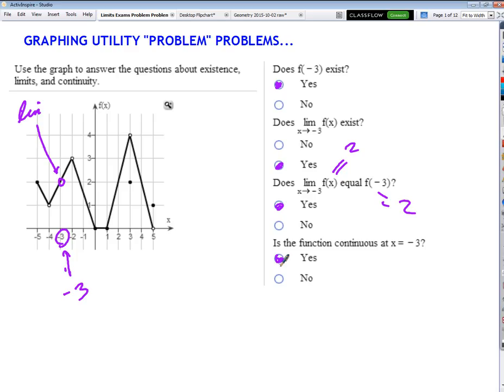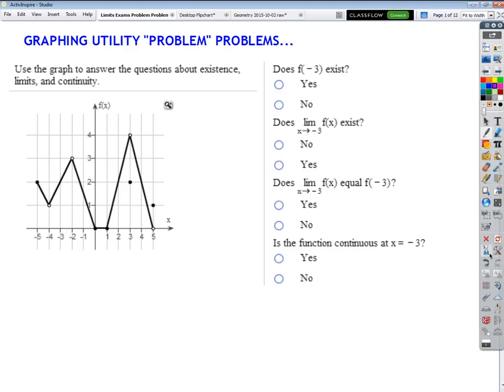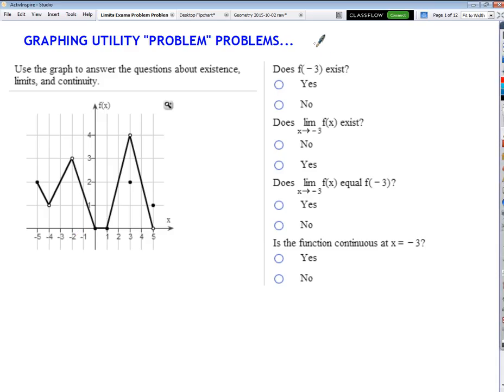Yes. Okay. Now let's pick a different value. Let's pick one maybe that's a little tougher. Were there any other questions on that? Okay, we're good there. Let's pick a value like -2. So now instead of -3, it's -2. So every place it says -3, ignore it and substitute in your head -2. Okay. Does f of -2 exist?